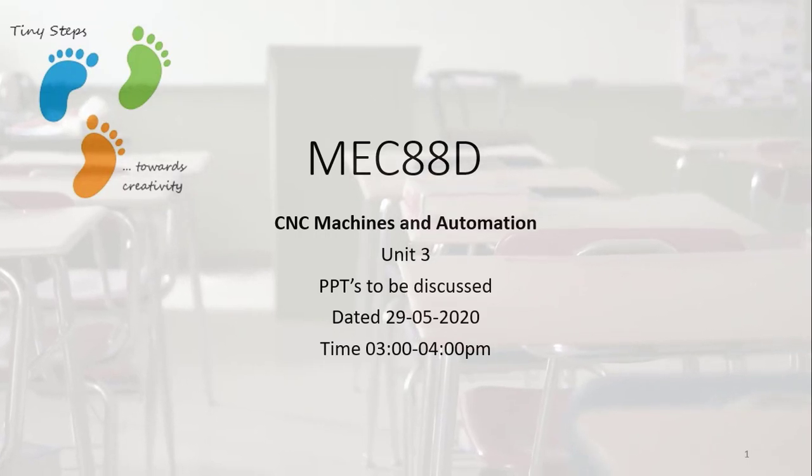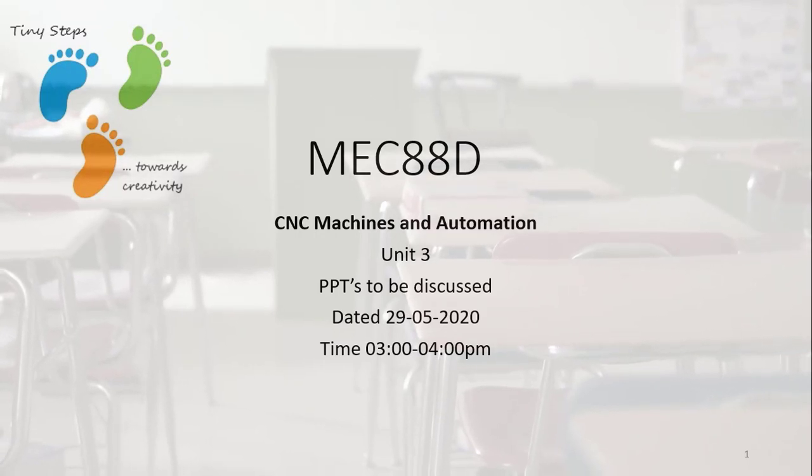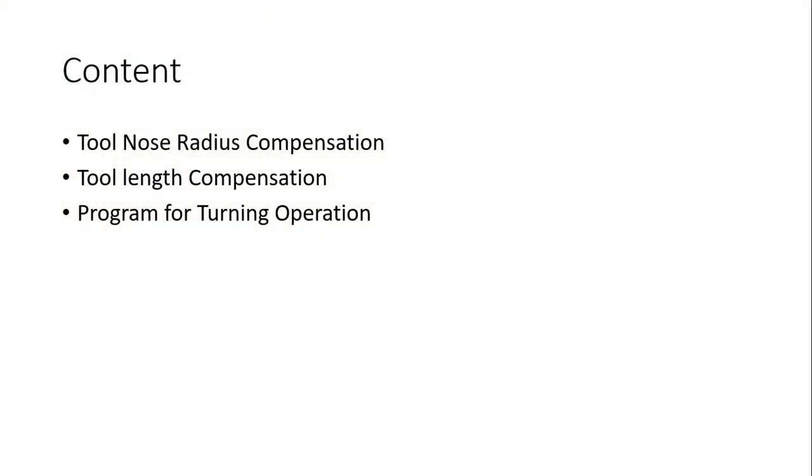We are discussing the programming related to the different operations of the CNC machine, correct? So the topic for today's discussion is tool nose radius compensation. What happens if your tool has a diameter of 10 mm or 20 mm? Then how do you compensate that radius in your program? The next is tool length compensation. Whenever you have two tools with different lengths, how do you compensate while writing the program? These two things, along with the program for a simple turning operation, will be discussed in this lecture, correct.